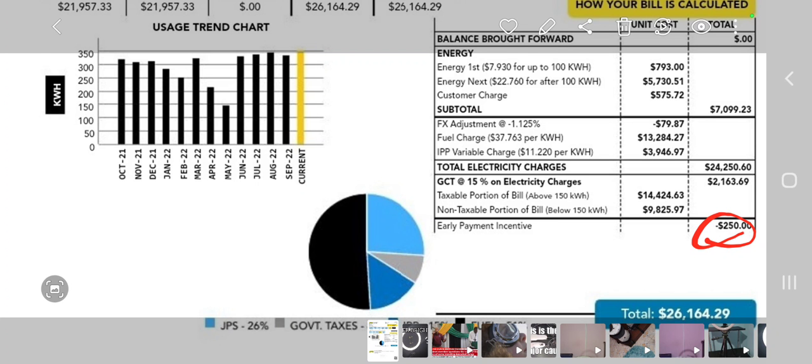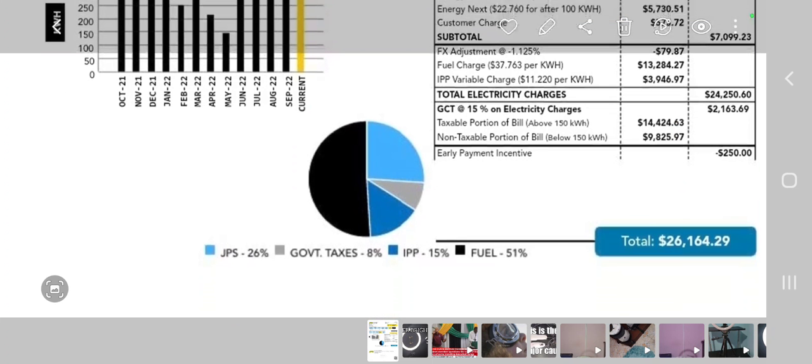And then below that we have a little nice thing here where if we pay our bill early, we get $250 discount on the next bill. So that is applied right there, and that makes our bill a nice total of $26,164.29.